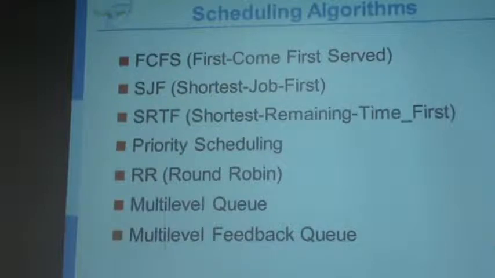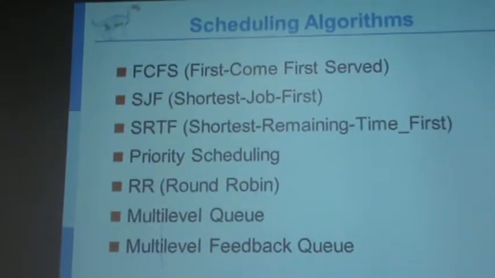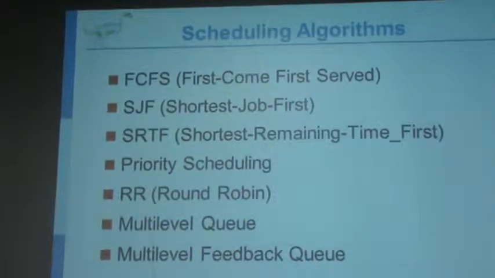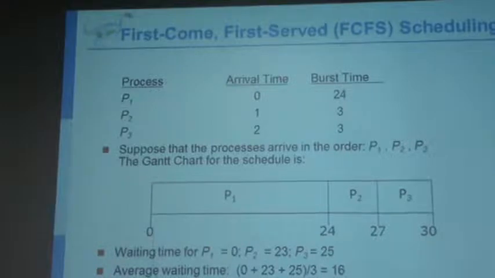Round robin is based on the order of the process. Okay? 1, 2, 3 is round robin. And multi-level queue is a combination of the previous ones, and feedback also. So in your first project, you need to implement this multi-level feedback queue. It's a programming assignment. Okay? So I'm going to explain a little bit more about the multi-level queue. Before that, first come first serve.